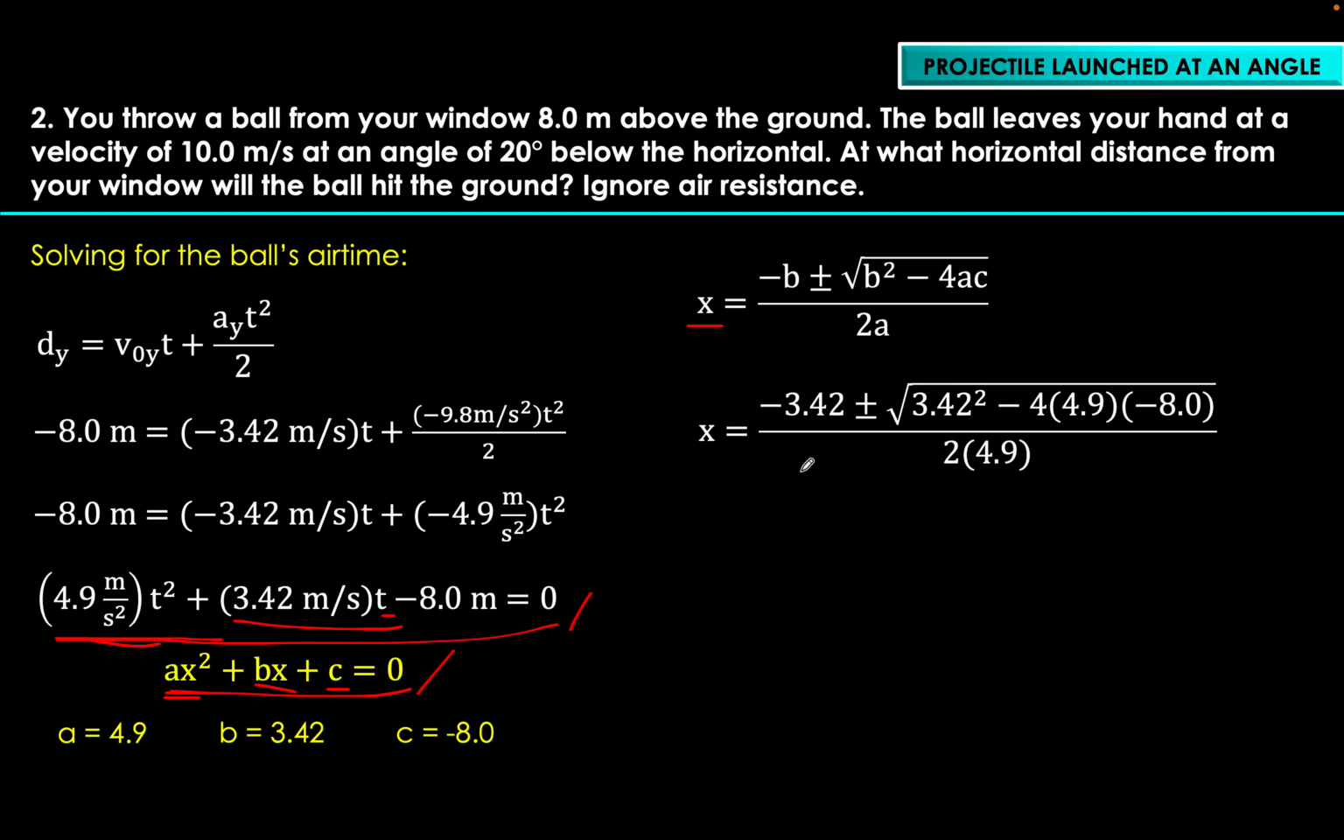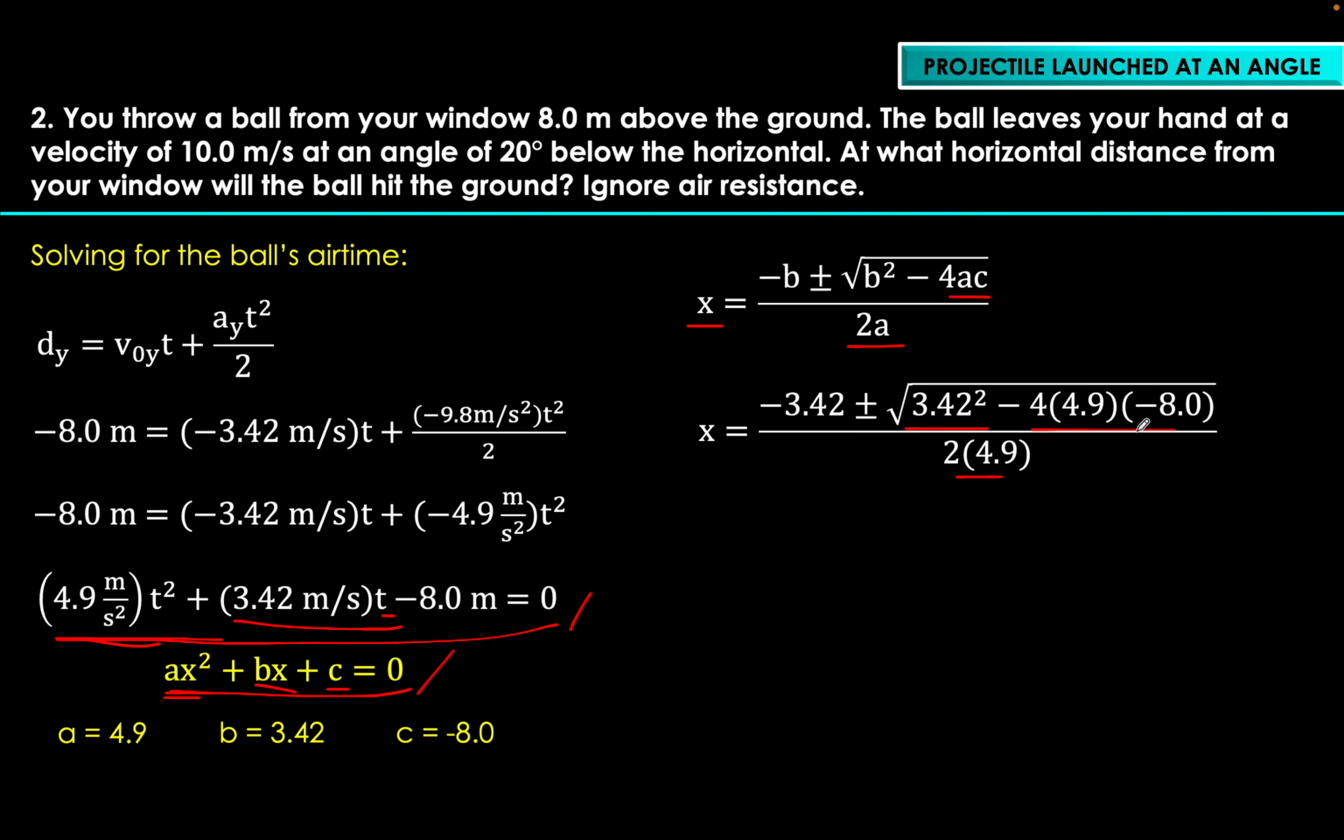The next thing we do is we plug in those variables in this equation. So negative b is negative 3.42 plus or minus, and then again, b is this, and then negative 4ac is this. So it's just substitution. And then this is 2a in the denominator.